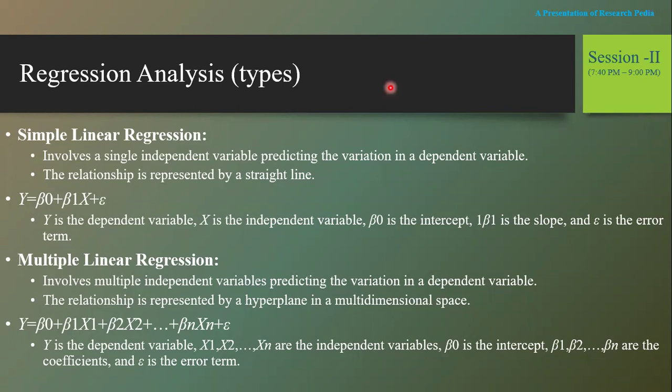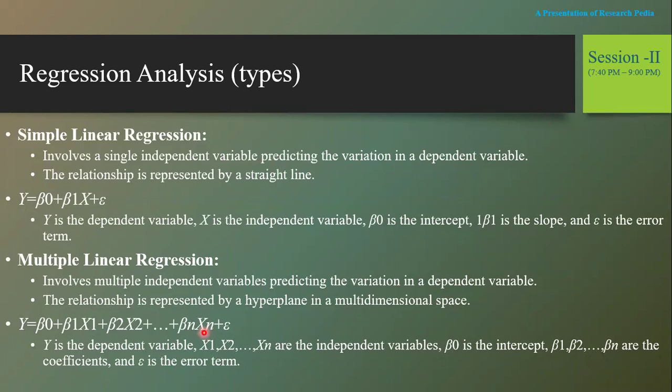All right. I was discussing the regression analysis types. In the case of simple linear regression, you have one single independent variable that you use as a predictor to see its impact on the dependent variable. You might have a straight line, a model like this. In multiple regression analysis, you have multiple independent variables predicting variation in one dependent variable. The relationship is represented by a hyperplane in a multi-dimensional space, and you would see the model like this.